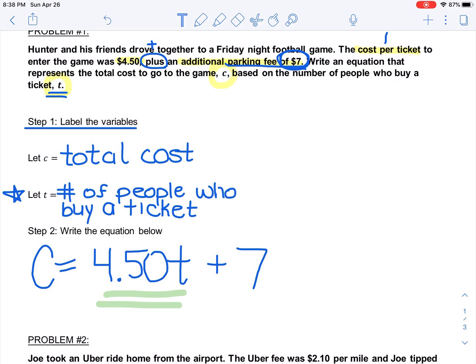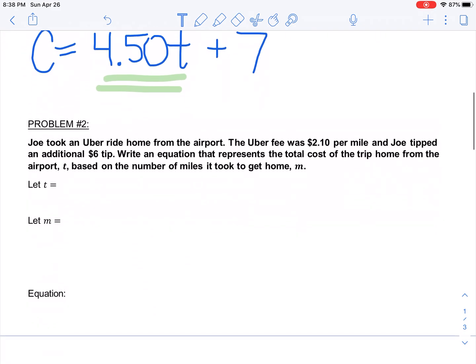So that represents a 2-step equation. Okay, I've got my equal sign, I've got my variables defined, and I've written it out. We're going to move on to problem 2. You can always use this video to reference back, especially when you do the Microsoft Forms activity. All right, problem number 2.